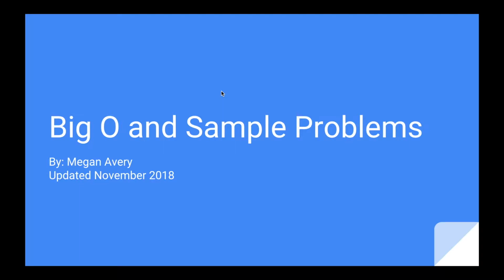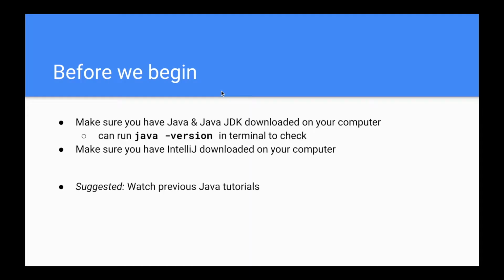This tutorial is going to cover Big O and sample problems. Before we begin, make sure that you have Java and the Java JDK downloaded on your computer. You can run java -version in your terminal to check. Also make sure that you have IntelliJ downloaded on your computer. It is suggested that you watch the previous Java tutorials in this same playlist.